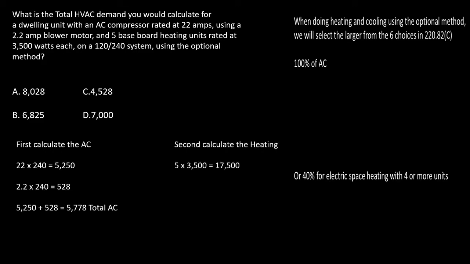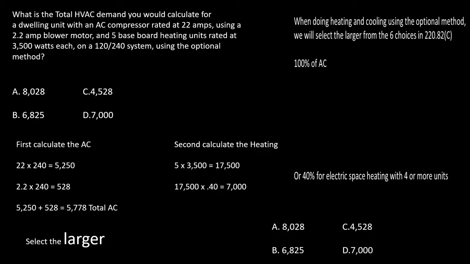the heat. Now we take 5 and multiply that by 3,500, and that's going to give us 17,500. Now we're going to take that and apply the 40% demand factor. So we take the 17.5 multiplied by 0.40, and that's going to give us 7,000 VAs. Now we're going to select the larger, and we are going to select D.